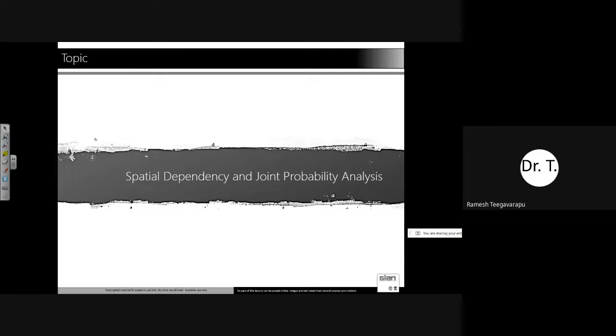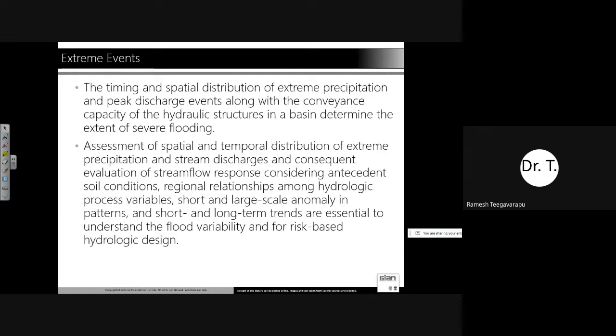hydrographs. So before we close today in this topic, in the next 10 minutes, I'm going to talk about spatial dependency and joint probability analysis. So many times we see that rainfall data is linked with the peak discharge data. So the first part is, can we do some kind of dependency analysis? So the idea is that the timing and the spatial distribution of extreme precipitation and peak discharge events, along with the conveying capacity of a hydrologic structure in a basin, determine the severity of your flooding.